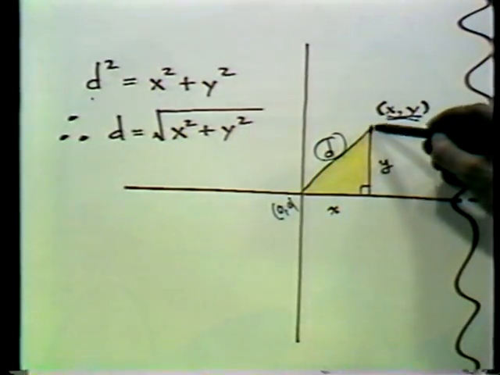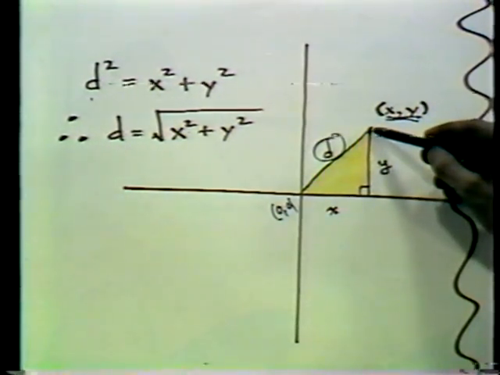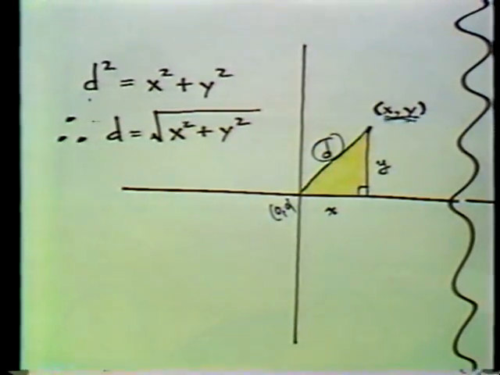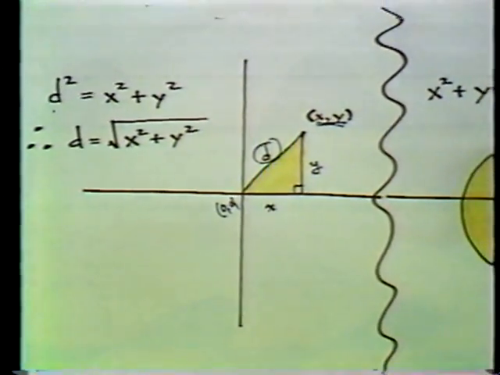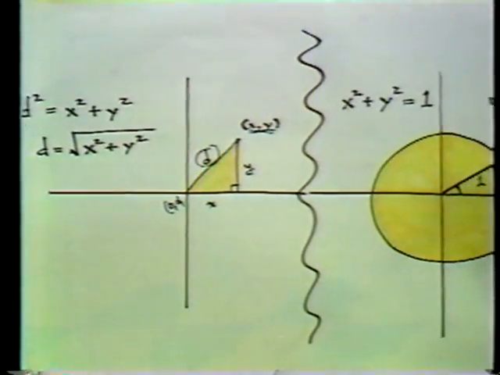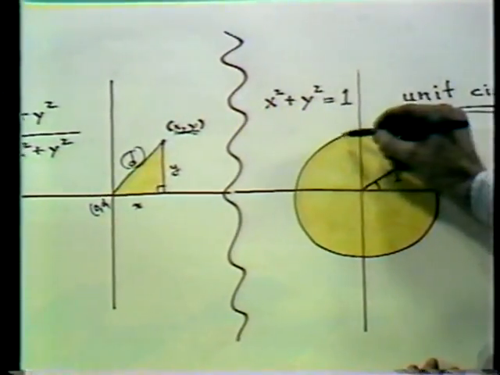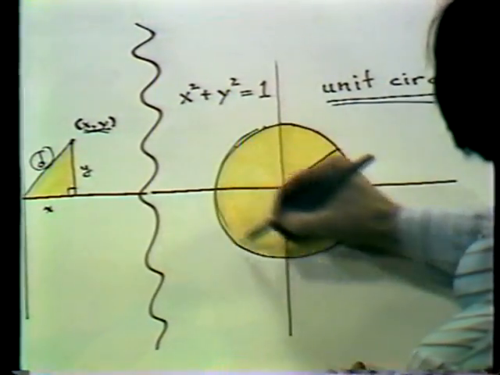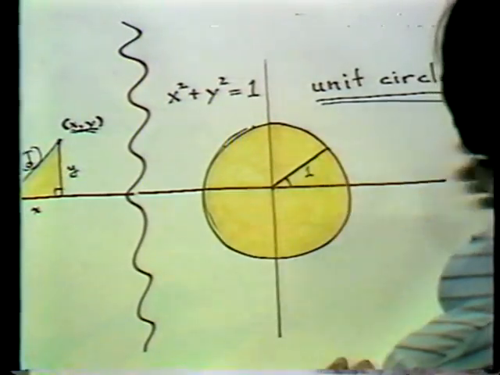By knowing that the distance is equal to the square root of x squared plus y squared, I can write down equations for things like circles. If I say x squared plus y squared equals 1, what does this mean? It means the point can be anywhere as long as it's 1 unit away from this center. And that means it can be anywhere on this circle. So this becomes the equation of a circle.